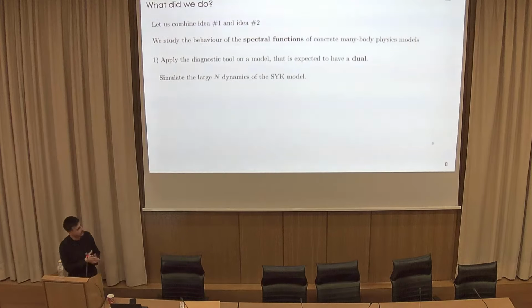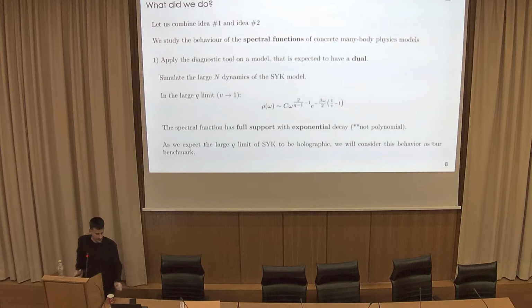So the first thing we wanted to do is to check this diagnostic tool. It was never applied on a concrete model, a many-body model. So we just chose the SYK model, because we know that in the large Q limit, people think that there is a dual theory or an emergent bulk. Also, we can compute everything analytically. And indeed, we found that the spectral function has full support, but with exponential decay, not with a polynomial decay as the two theorems of the first idea were proposing.